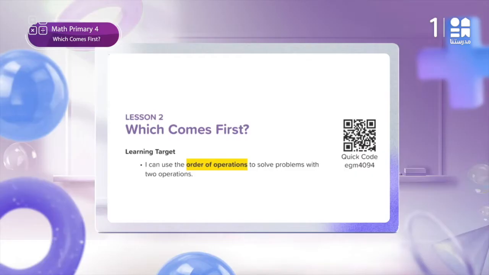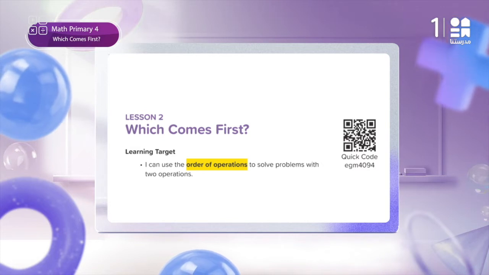If there is a certain order for mathematical operations, we will find out the answer to this question in Unit 8, Lesson 2, which comes first. In this lesson, we will learn to use the order of operations to solve problems with two operations.